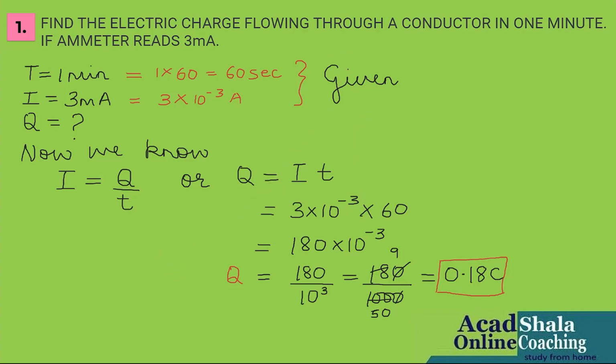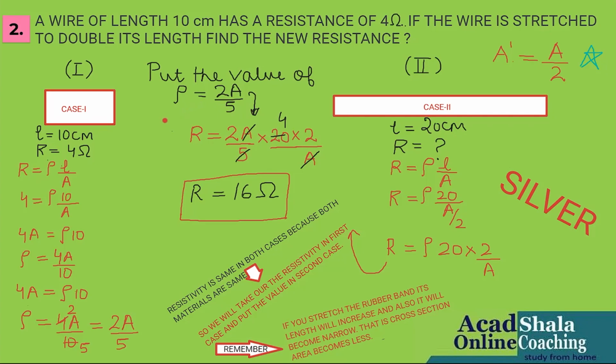Okay, next numerical. The second numerical says a wire of length 10 centimeters has a resistance of 4 ohms. If the wire is stretched to double its length, find the new resistance.